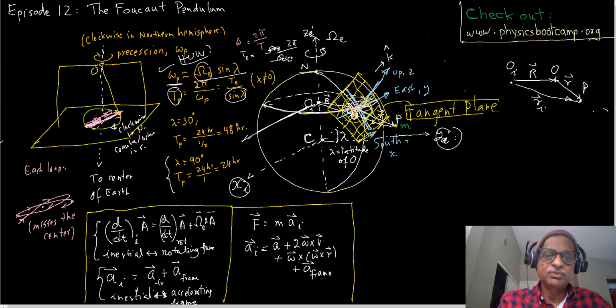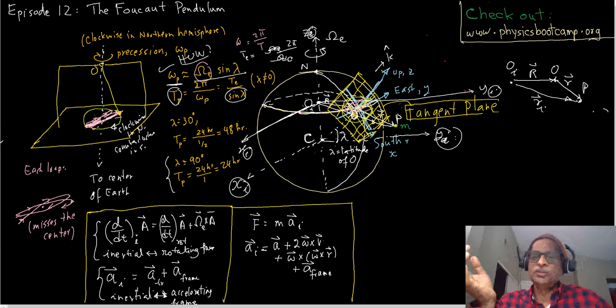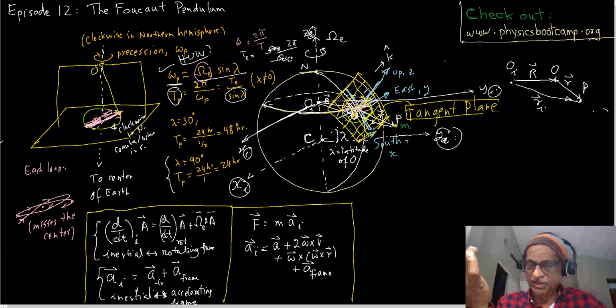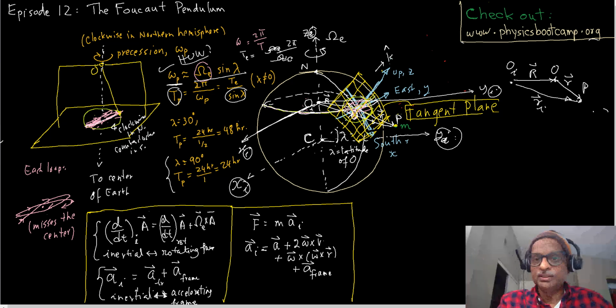So this will be the frame. I will write the subscript i for the inertial coordinates, and I'm going to use the non-subscript version for the rotating frame that we're going to use in our lab, which is the frame shown in blue. So what is that frame? That frame is a local frame.